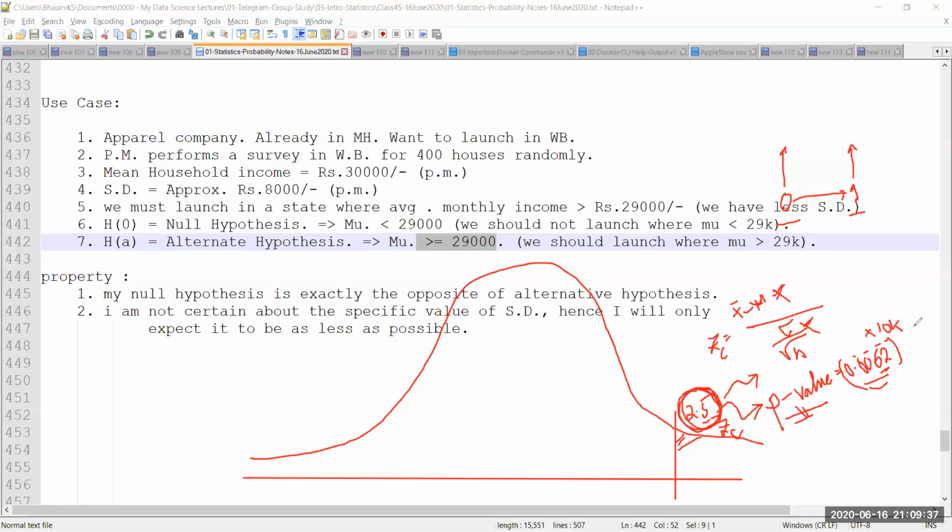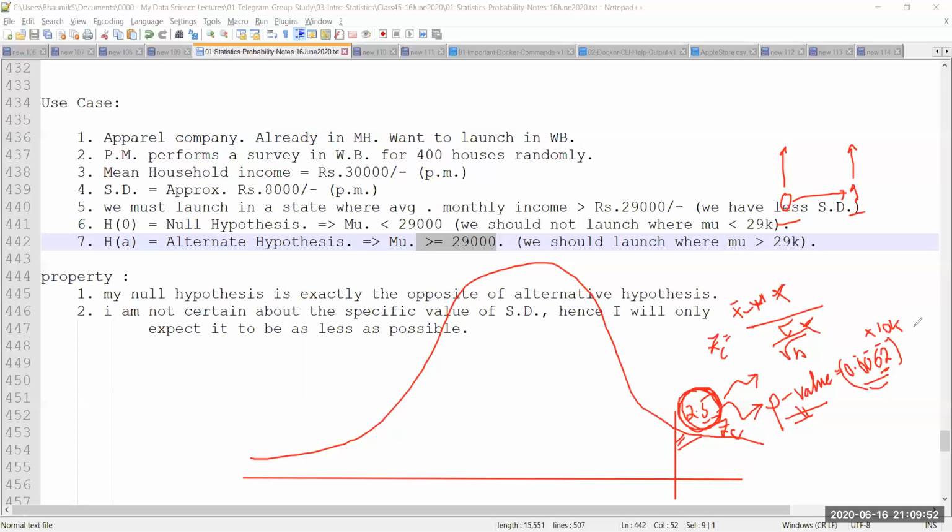I have not expanded to West Bengal. So my population mean is 29,000, right? Which I know already from the data. And then I'm trying to launch my product into West Bengal, where my sample mean is actually 30,000, right?